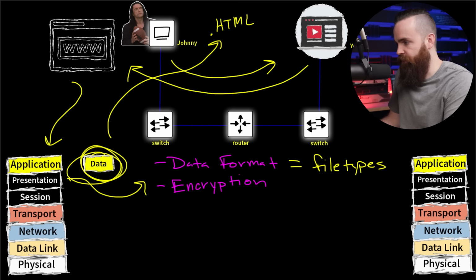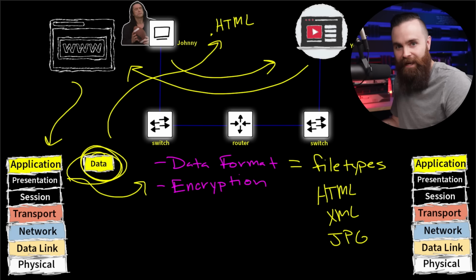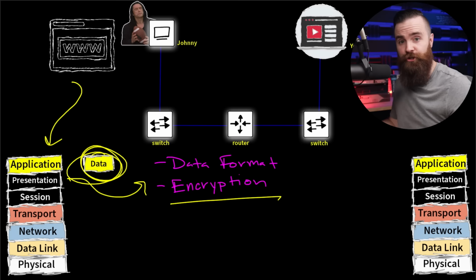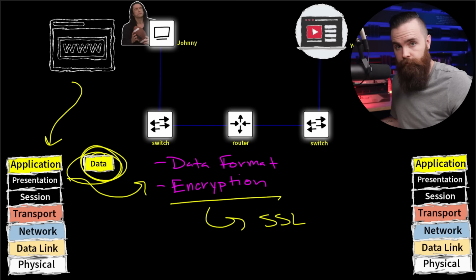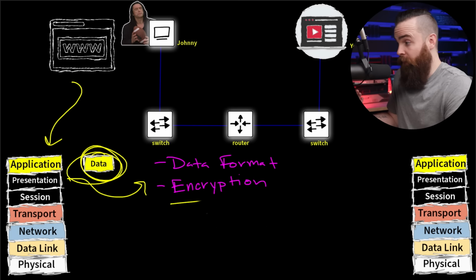So HTML, XML, JPG, you know, an image data type, image data format. That's what the presentation layer does. We can also use encryption at the presentation layer, making sure our data that's being sent back and forth can't be seen by, well, hackers. A common one you might see is SSL, secure socket layer. That's done at the presentation layer. So once the presentation layer is done with our data, he's made it look pretty, putting it into the right format. He may have encrypted it so someone can't see it.